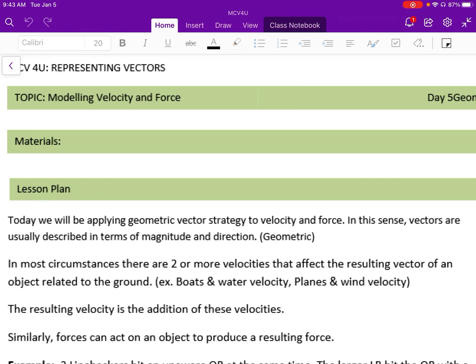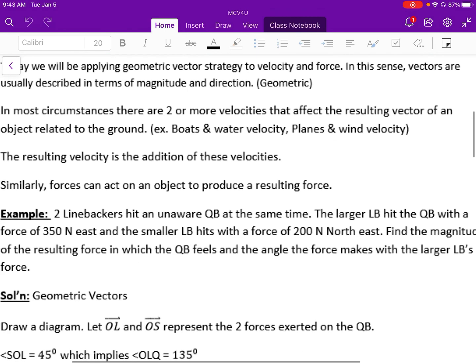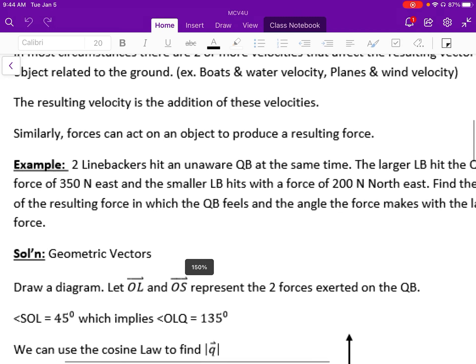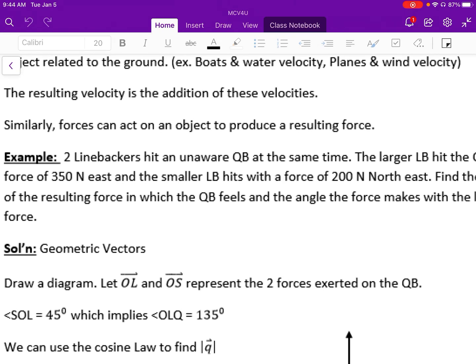You've got boats and water. We did that the other day. A lot of times, planes and wind velocity affect the final outcome of the velocity itself. So we know that we're going to be adding velocities together. Same thing goes with forces. Two or more forces act on a body, which makes that body move a certain way. We have to figure out how that body is going to move.